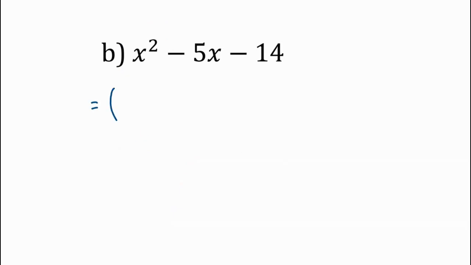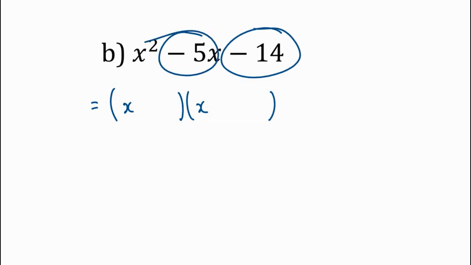Okay, and the pattern for this one is you're going to have 2 brackets, and you're just going to have an x in front of both. X times x is x squared, right? So that's why that works. And now, if you remember, I'm looking for 2 numbers that multiply to the negative 14 and add to the negative 5.